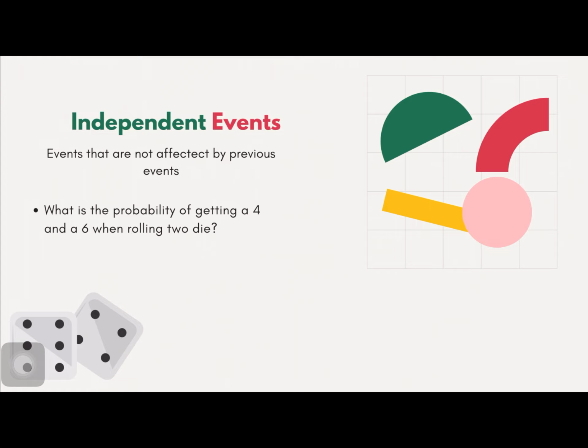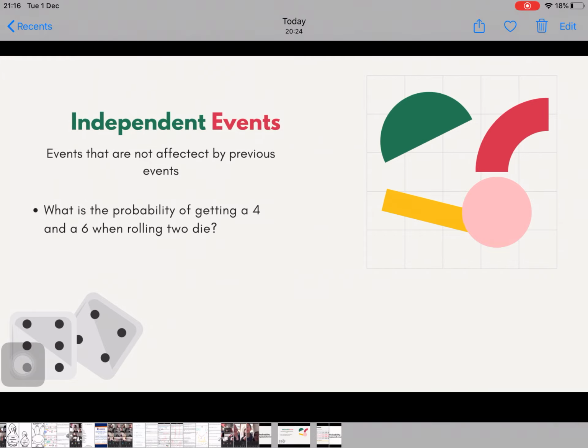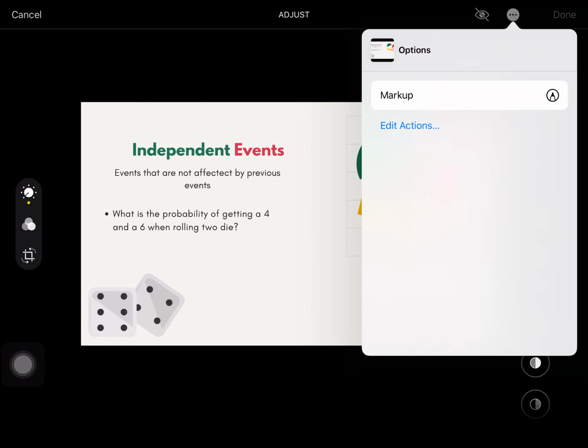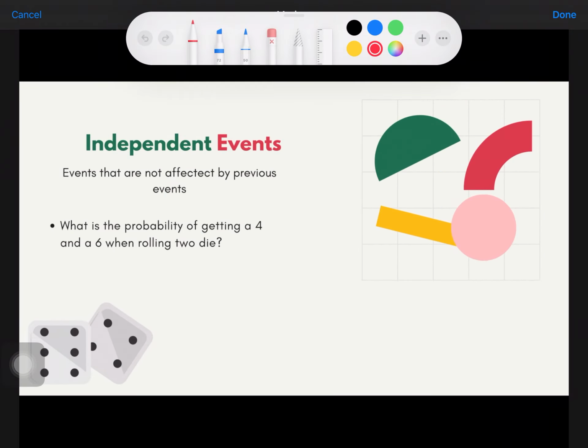For example, what is the probability of getting a 4 and a 6 when I roll 2 dice? So imagine you have these 2 dice and you want to find out those probabilities. First, on the first die, I need to get a 4, and on the second die, I need to get a 6. What are my chances of getting a 4 on the first die? That is 1 out of 6 because I only have one 4 and I have 6 numbers. Then, what is my probability of getting a 6 on the second die? My probability is the same, 1 out of 6.